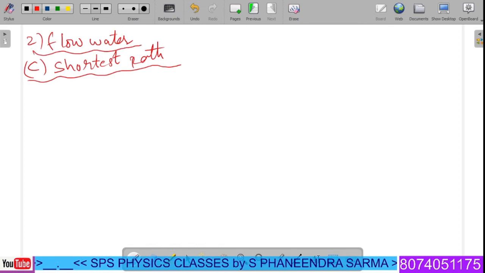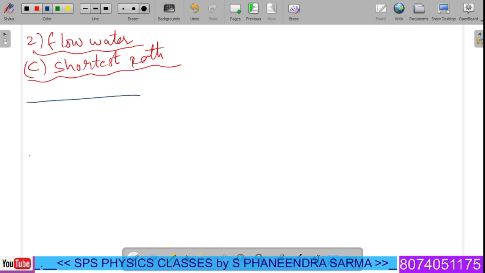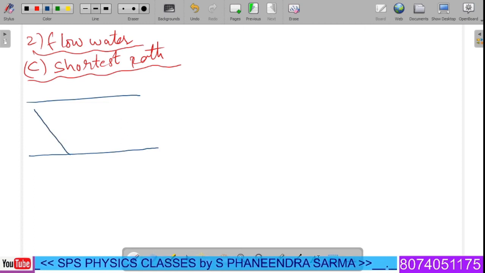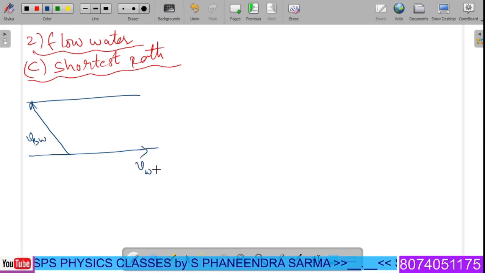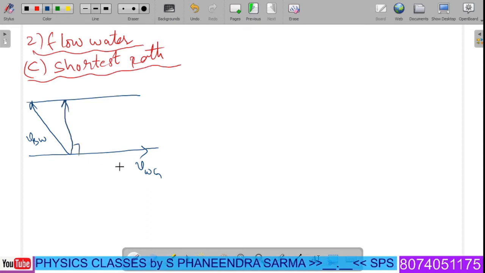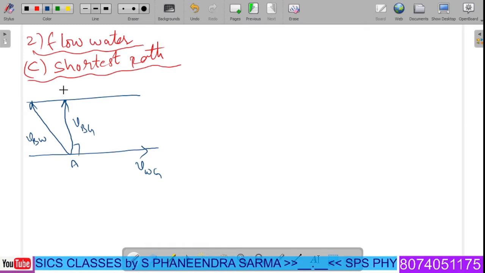Let us see the shortest path case. As usual, this is the width of the river, and there's a still water component called velocity of boat relative to water, and this is called velocity of water relative to ground. The resultant should be perpendicular to the velocity of water. This is called velocity of boat relative to ground. Then only the person can sail exactly to the opposite point B.